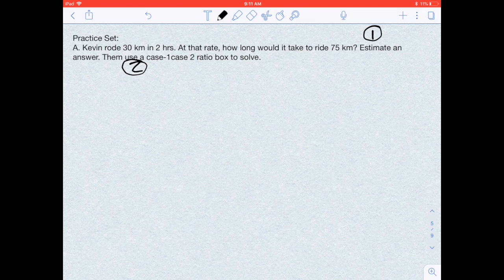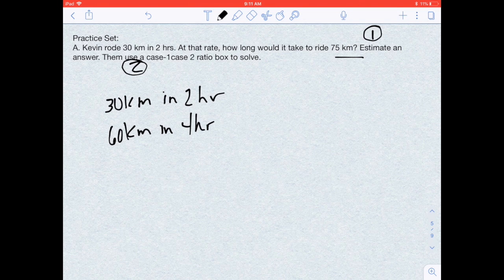So if I'm estimating, it took him 2 hours to ride 30 kilometers. So how long would it take him to ride 75? So 30 kilometers in 2 hours. So 75 is a little bit more than twice 30, right? So twice 30 is 60 kilometers. So I'd say 60 kilometers in 4 hours. So maybe 5 hours would be a good estimate then, because I still need to go 15 more kilometers. So let's see what we get.